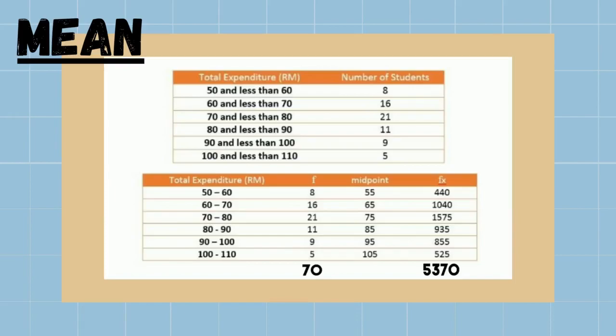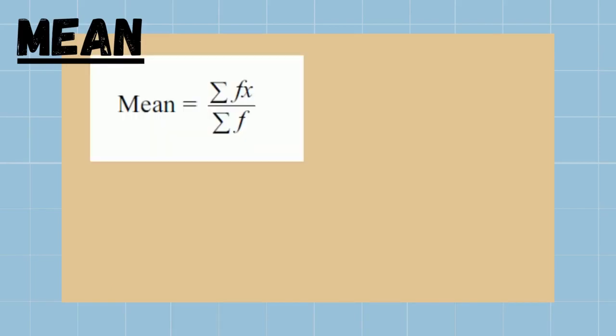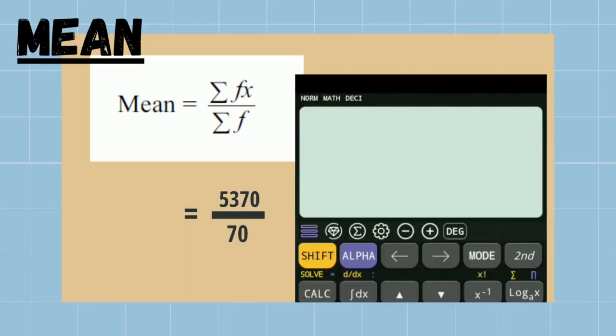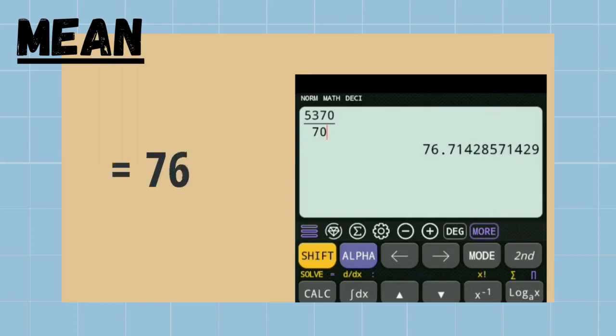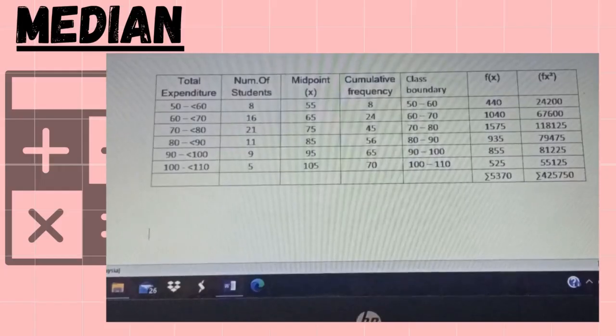So how to find f? We just collect the number of students and add all the numbers, and we get 70. And for fx, we multiply f with the midpoints and we get 440, and adding all the numbers we get 5370. So back to this formula, we divide 5370 by 70. Using a calculator, 5370 divided by 70, we get 76.71. So this is the answer for the mean.